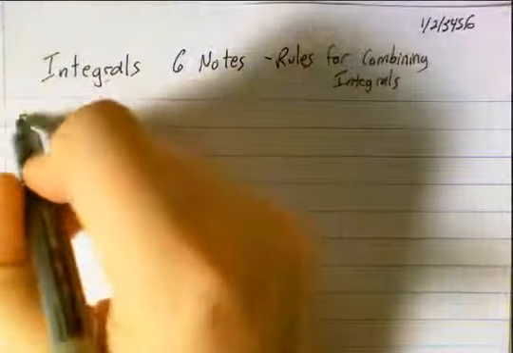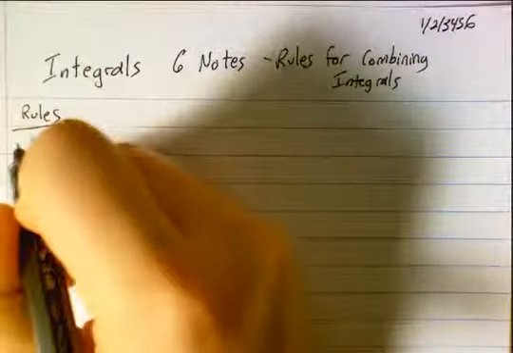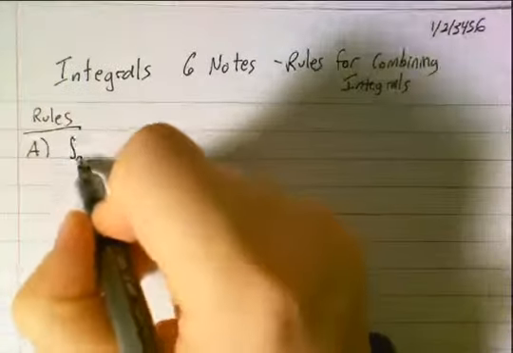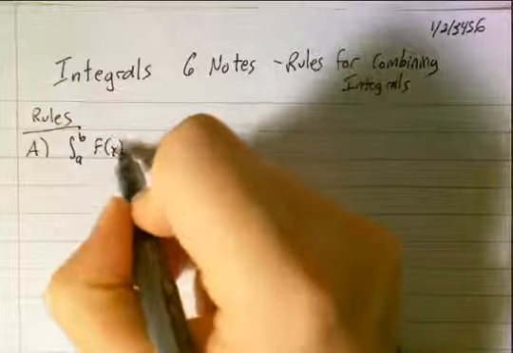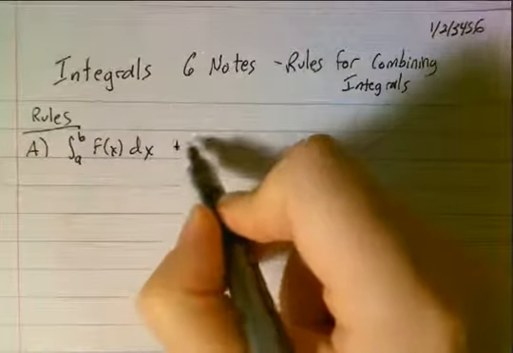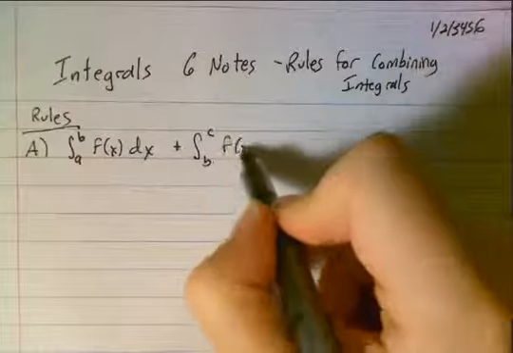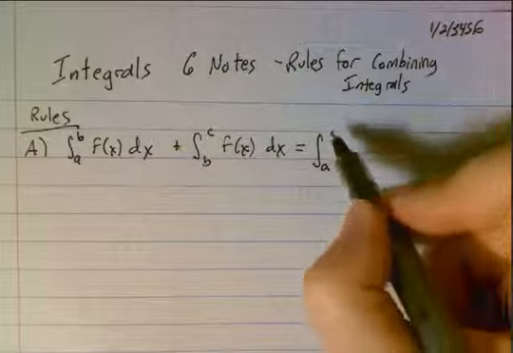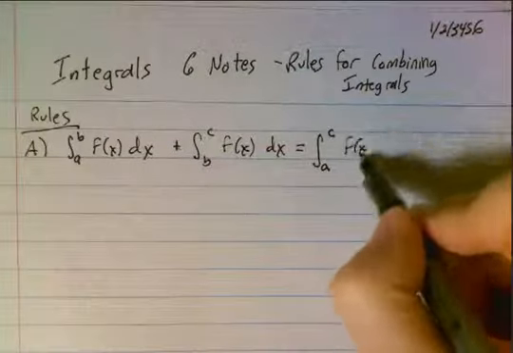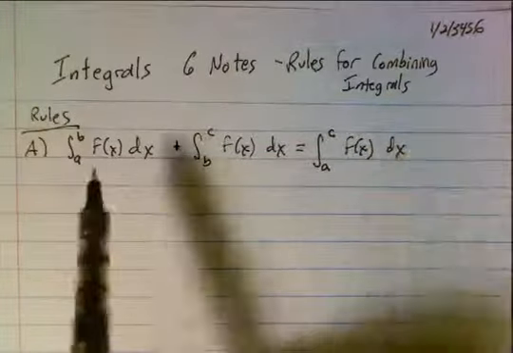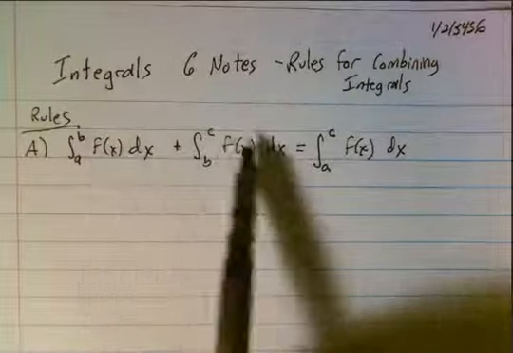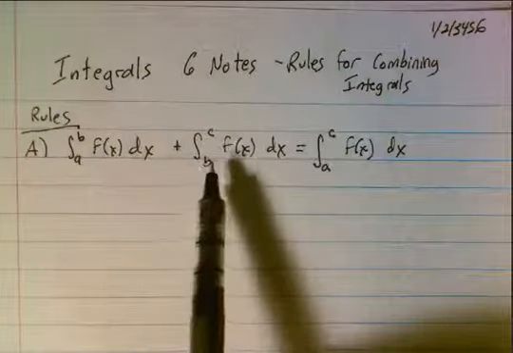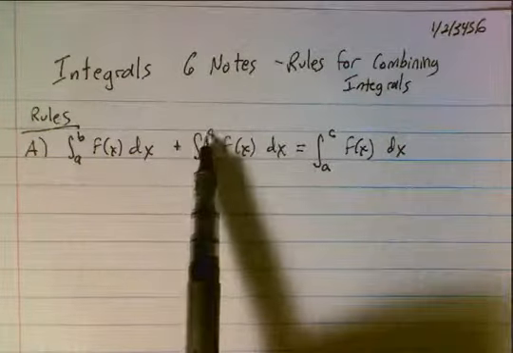So the first thing we need to know are the rules that we're going to be working with. Here's the first one. If we have the integral from a to b of f of x dx, and we add the integral from b to c of f of x dx, that equals the integral all the way from a to c of f of x dx. Basically, if you have two integrals, they have the same function here, and they have the same bound in common, then you can basically just smush them together and go all the way from a to c.